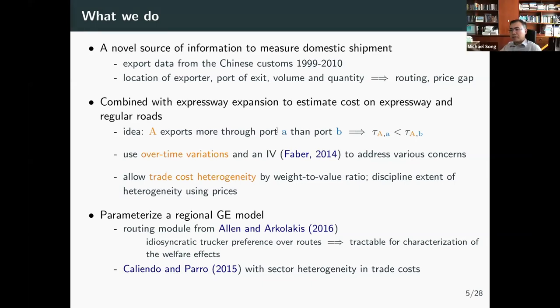So it's still there. Cross-sectional variation instead of over time. We are using over time variation.